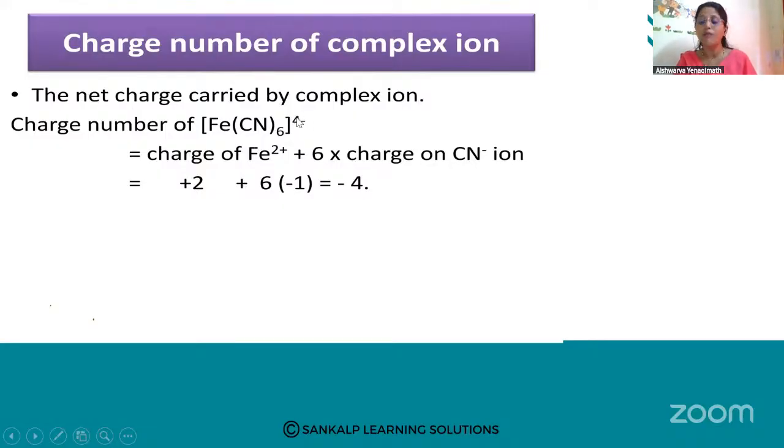I already know it. If I don't know the charge, I write it as X. How do you calculate that? Charge on Fe, plus 2, plus how many monodentate ligands are there? 6 into the charge on CN minus. What is the charge on CN? It is minus 1. So Fe is plus 2. So plus 2 plus 6 into minus 1 becomes what? It is minus 4. The net charge carried by the complex ion is called the charge number of the complex ion, or we can also call it the oxidation number.